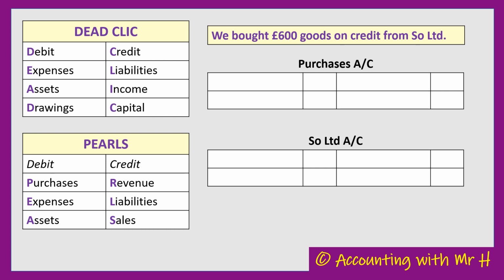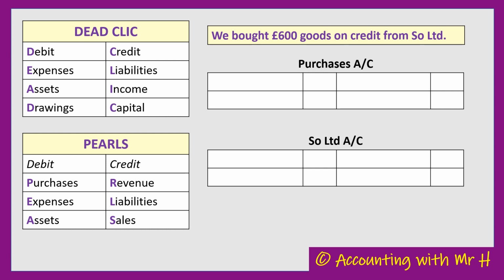This one then, we bought £600 goods on credit from So Limited. So this time there's been a purchase. So I think this is the second one we've seen where there hasn't been any actual transfer of any money. So it's not going to involve the cash or the bank account. So if we've bought goods, then that's purchases, but we've bought them on credit from So Limited. So we've now got a trade payable. So I've got my purchases account and my So Limited account.